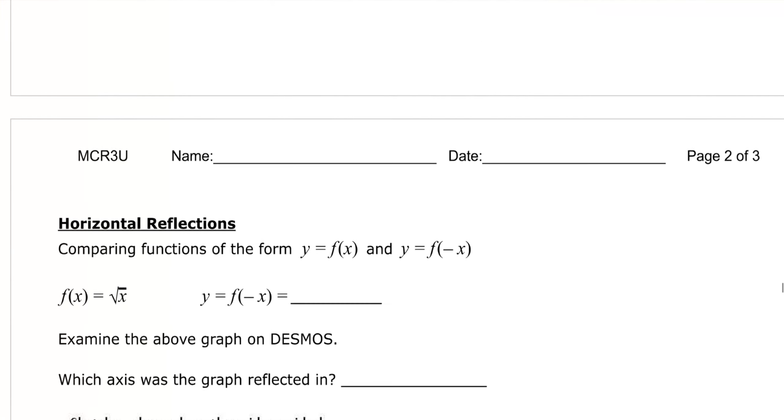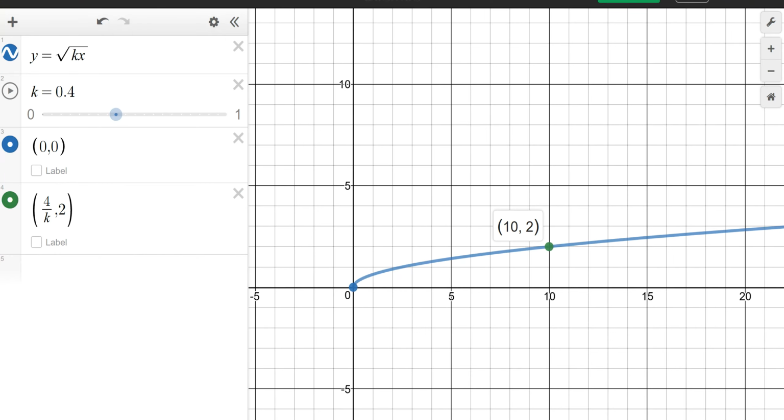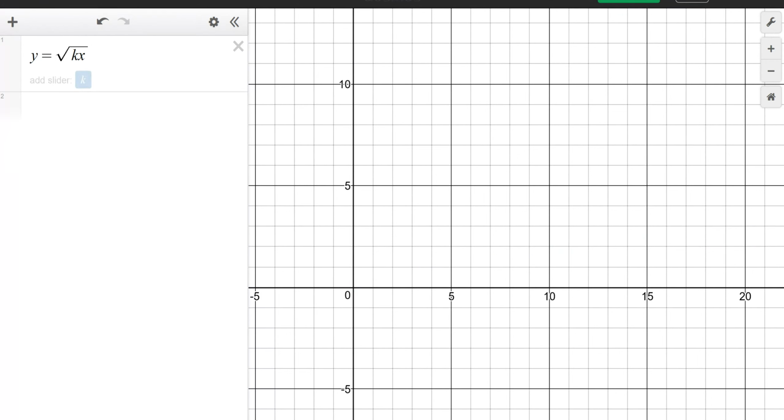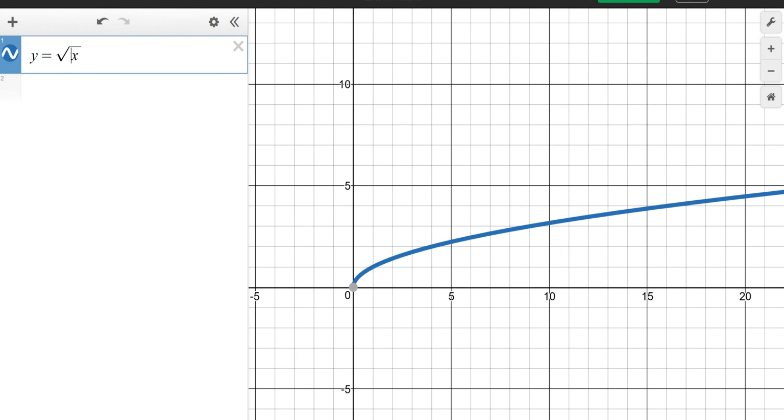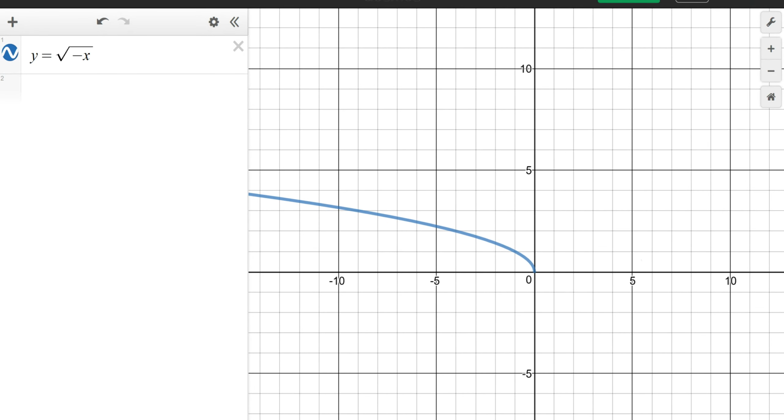Okay, let's look at horizontal reflections now. What happens when I put a negative inside my function? Again, because it's in the inputs, you're going to affect your x values. Negative x. Well, when the negative was outside the function, we had vertical reflections along the x-axis. Now, if the negative is inside the function, you're going to have reflections along the y-axis.